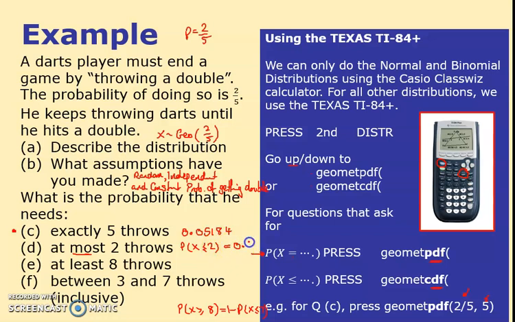So it's exactly 0.64 according to this. At least 8 throws, and I've already told you how to do this. We're going to have to do the 7. So this will equal 1 minus some answer, which I'm going to do. I'm going to go back to geometric CDF.